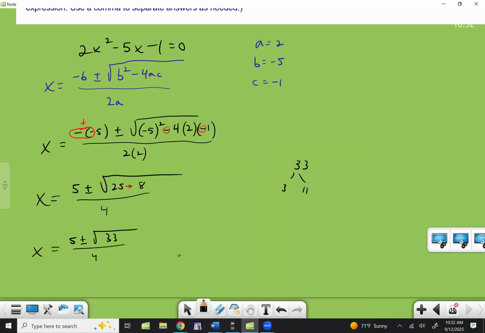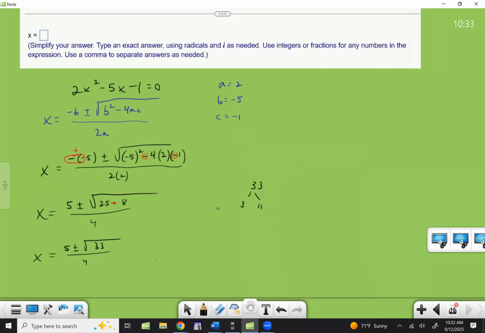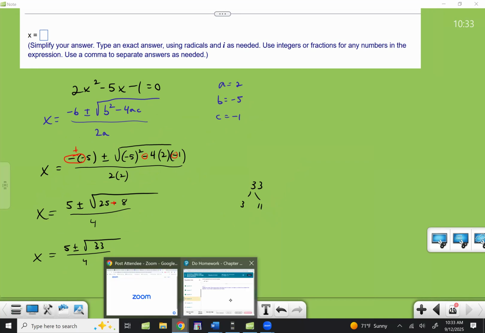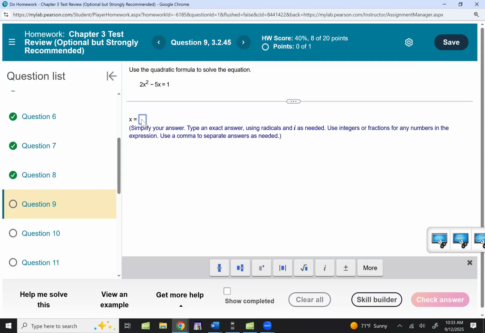All right, let me go read how we're supposed to write this so I don't type it in wrong when it's in my math lab. Simplify your answer, type an exact answer, so no decimals, right? Use a comma to separate. You know what? I think it lets you type it in just like this with the plus or minus so that you don't have to do the commas. But let's find out right now, right?